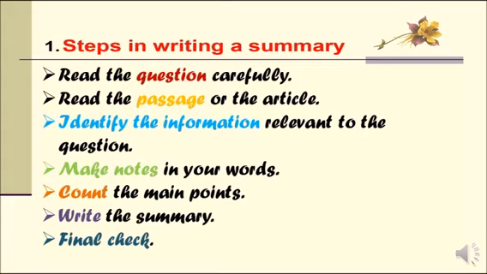And then the next one is the final check. In this one, you have to be very careful that the summary is written within the word limit. It should not exceed more than 50. The word limit can be between 49 to 51. Don't exceed more than 51 or go below 49. Marks will again be deducted. So these are the main steps you need to remember while writing a summary.